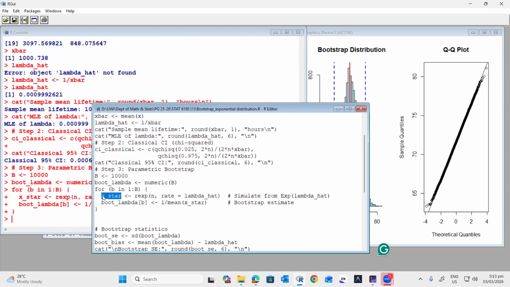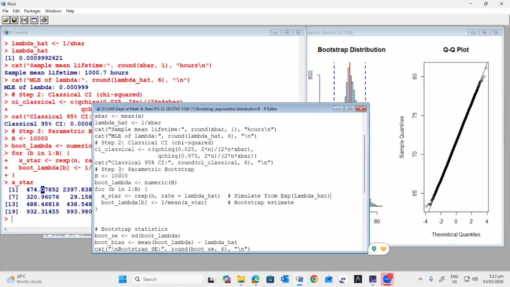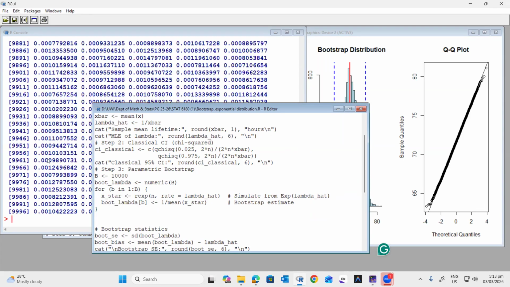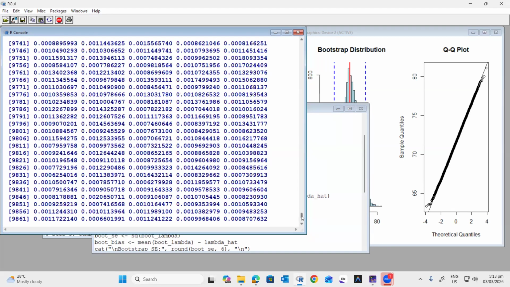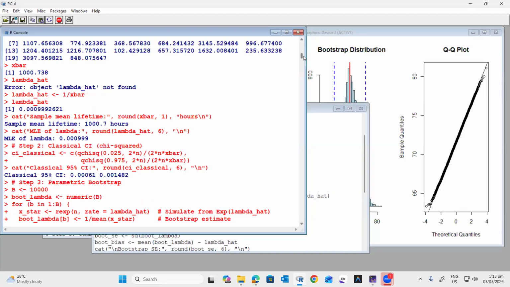We just check what the value of x star is. So this is the last sample. We generated 10,000, but when you call x star, it will show you the last generated sample. So this is our last, the 10,000th sample that we generated from the given data set. All right, and in boot lambda b you will have the 10,000 estimates of your generated bootstrap samples.